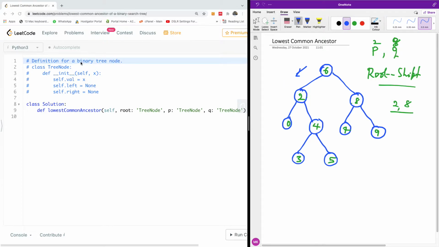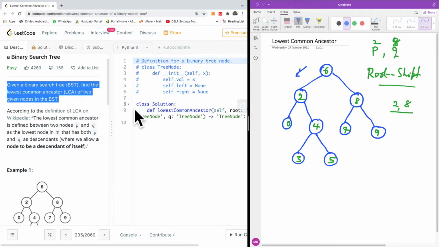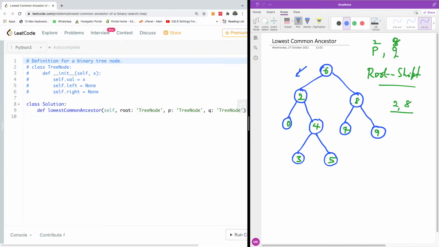Because remember, we are given a binary tree, and the question talks about a binary search tree, if I remember. Take note that this makes the whole difference. It's not just a binary tree, but a binary search tree. So if both of them are less than 6, it means that both of them are on the same side, and the lowest common ancestor is most likely going to be there.